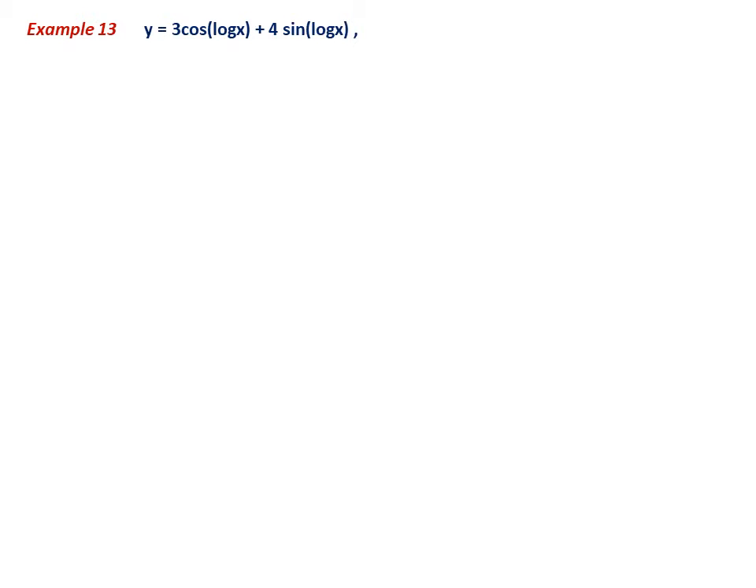Example 13. y equal to 3 cos log x plus 4 sin log x, show that x square y2 plus x y1 plus y equal to 0. I made it clear, y2 means second order derivative, that is y double dash or d square y by dx square. Similarly, y1 here means dy by dx.